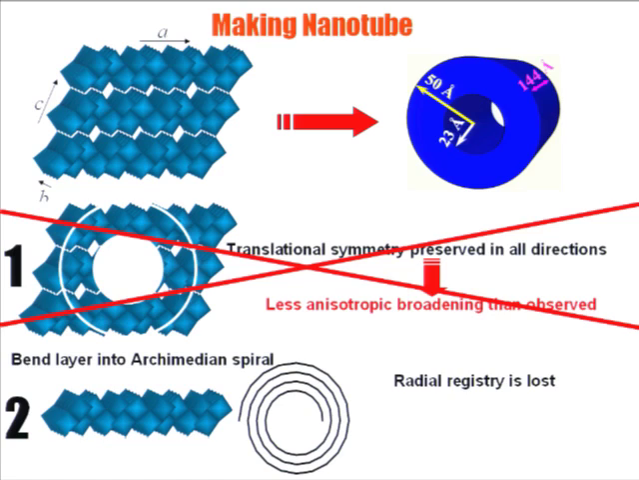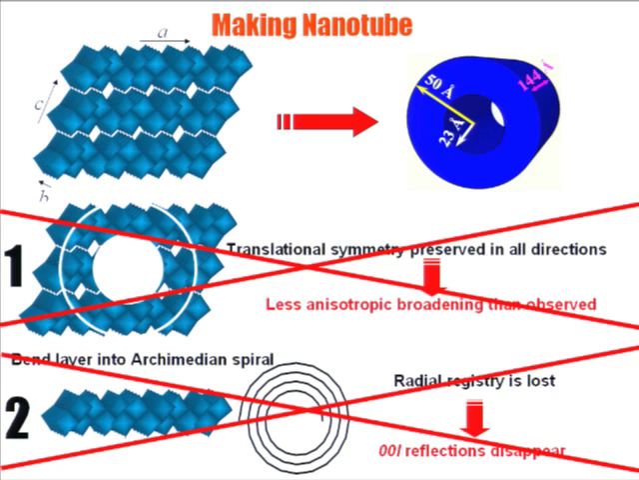Another way would be obviously to take just a thin slab of the structure and bend this layer into an Archimedean spiral. Why Archimedean? Because obviously we would like to have the same distances between subsequent turns of the spiral. But by doing that, we lose radial registry, unfortunately, and this means the 00l reflections will disappear from the experimental pattern, and this is not the case. So this didn't work either.